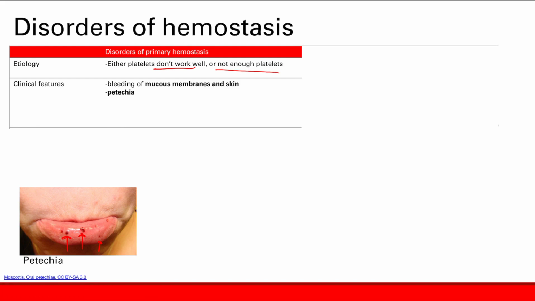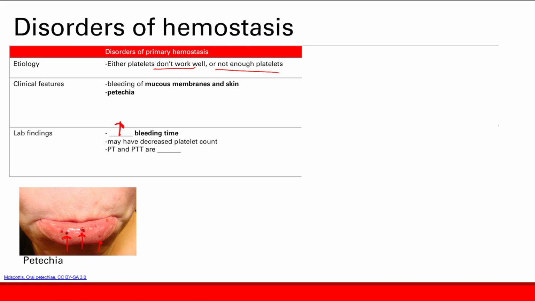And what's going to happen in your lab findings? Well, what's going to happen to your bleeding time, which is basically how long it takes to stop bleeding, if you have a disorder of primary hemostasis? It's going to have increased bleeding time because you have a problem with platelets, and you need the platelets to form that platelet plug. Now, the other thing on labs, you may have a decreased platelet count. It depends on the etiologies we just said. You can have lowered platelets as you see here, or they just don't work well but you have normal levels of platelets.